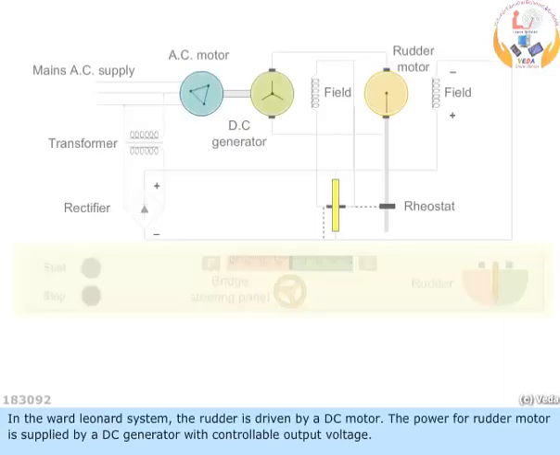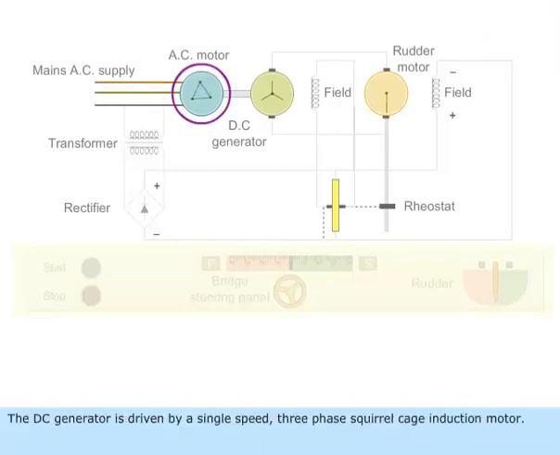In the Ward-Leonard system, the rudder is driven by a DC motor. The power for the rudder motor is supplied by a DC generator with controllable output voltage. The DC generator is driven by a single-speed, three-phase squirrel cage induction motor.